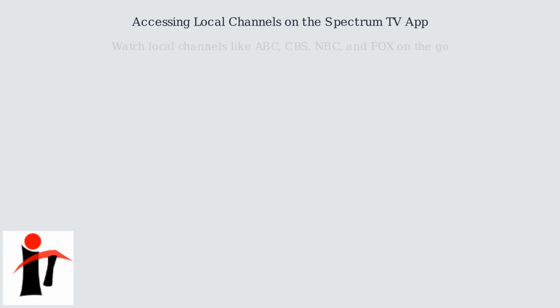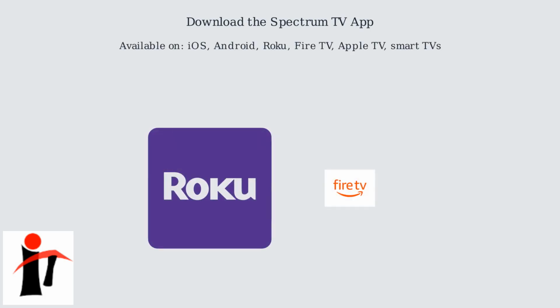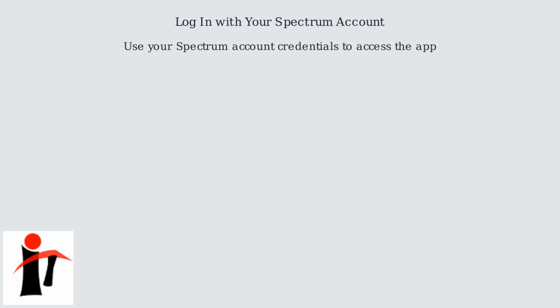Want to watch local channels like ABC, CBS, NBC, and Fox on the go? The Spectrum TV app makes it easy. First, download the Spectrum TV app on your iOS, Android, Roku, Fire TV, Apple TV, or Smart TV. Once installed, log in with your Spectrum account credentials.